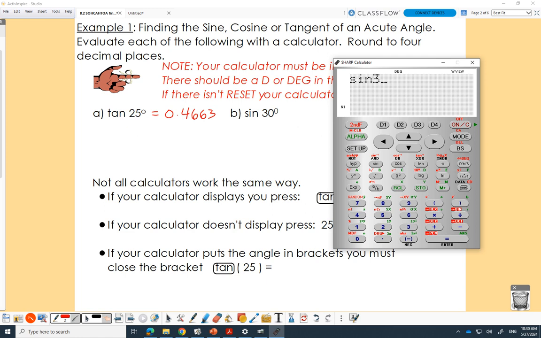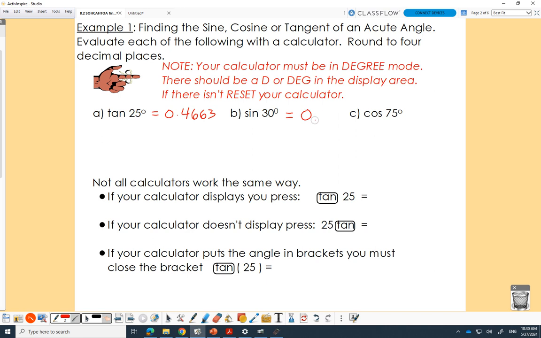Sine 30. Actually, 1/2. That's interesting. That will be very interesting next year. This one comes out to a nice fraction. It's set to 4 decimal places, so I'll just write 0.5 to do the decimal type thing.